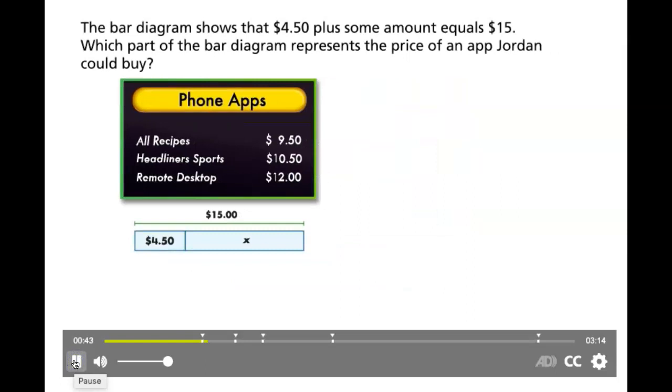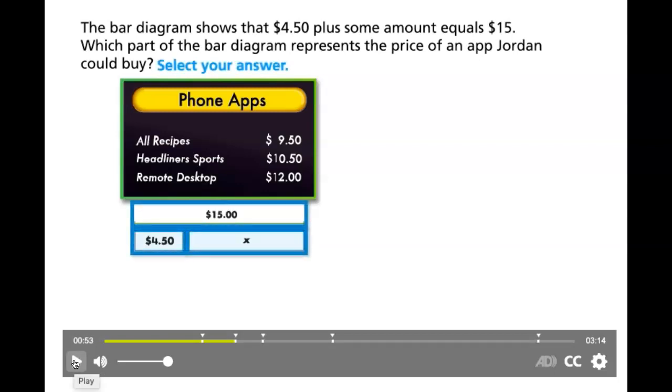The bar diagram shows that $4.50 plus some amount equals $15. Which part of the bar diagram represents the price of an app Jordan could buy? Select your answer. So we already know, right? What represents the price for the app Jordan could buy? That would be X because $15 is the total gift card and $4.50 is what he already spent. So X would be the app that he could buy.